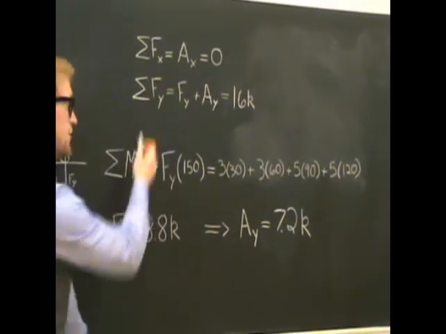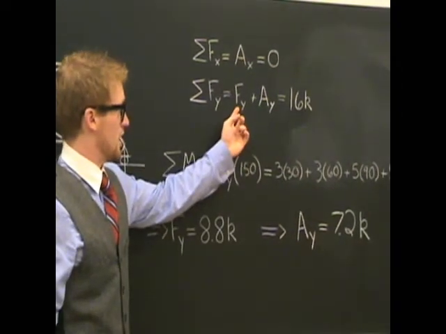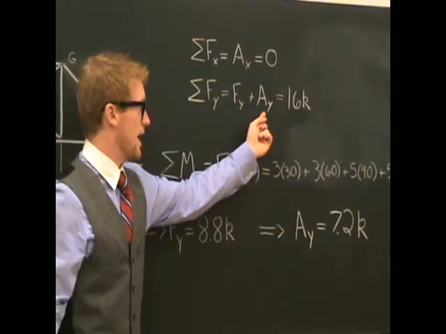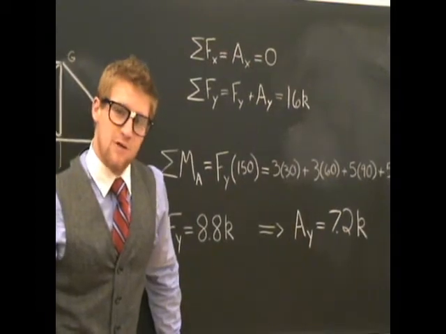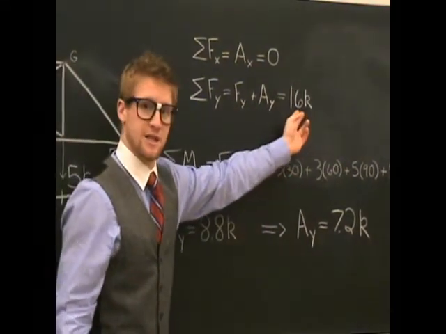Solve for the sum of the forces in the y direction, and you have the upward force of support F and support A, which equal the downward force of our 4 forces pulling on the bridge, which is 16 kips.